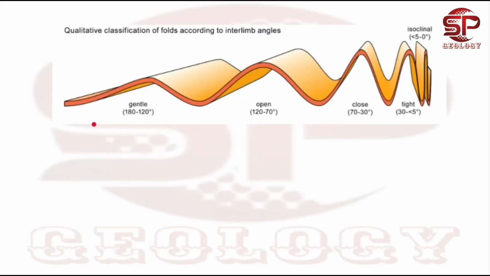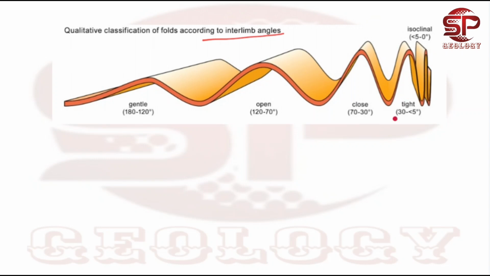Then we come to folds on the basis of interlimb angle. Fold can be classified into these types on the basis of interlimb angle. This is the isoclinal fold. The interlimb angle is 0, or sometimes you can consider less than 5. That means if you draw the tangent at the inflection line, the limbs will be parallel to each other.